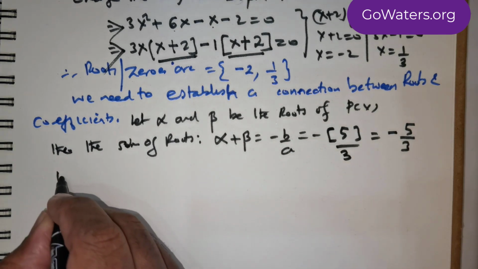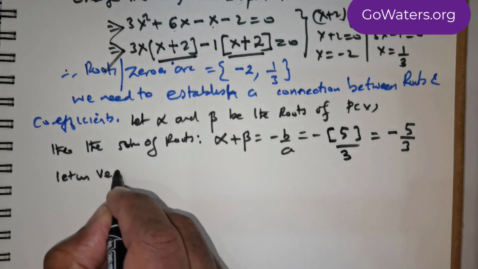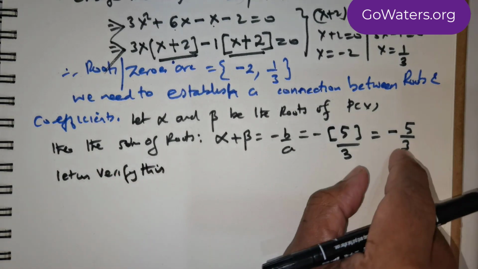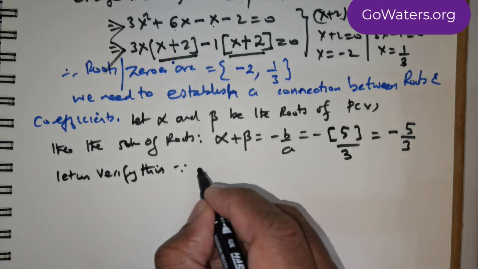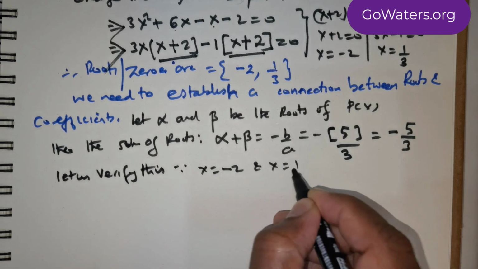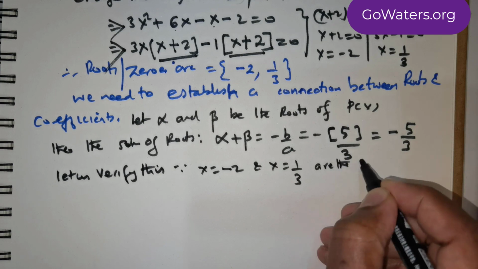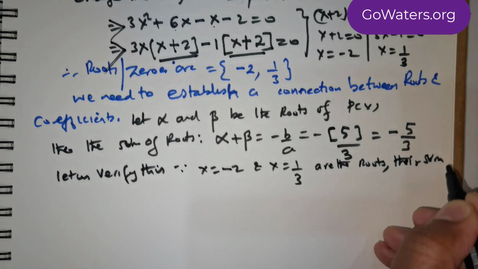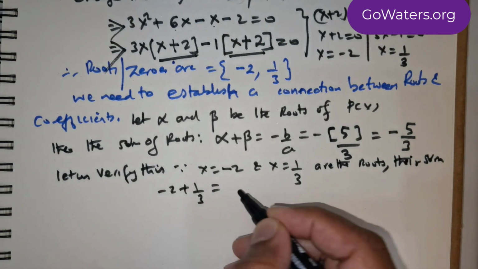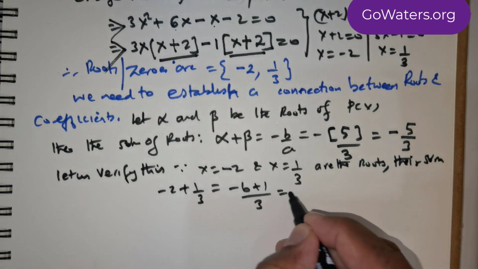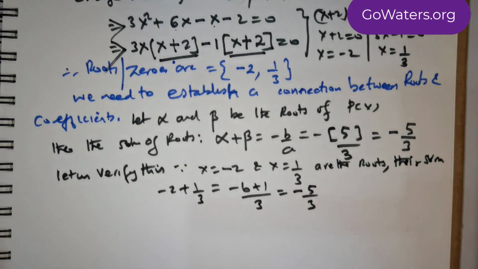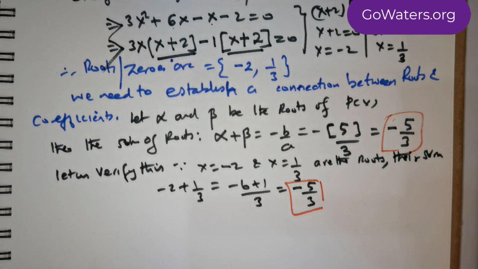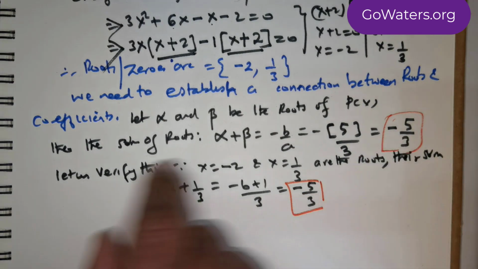Now let us verify the sum of the roots. So when you add the roots, you need to get negative 5 over 3. Okay. Now since x is equal to negative 2 and x is equal to 1 over 3 are the roots, their sum will be what? Negative 2 plus 1 over 3 will give us negative 6 plus 1 over 3, which is nothing but negative 5 over 3. Right? So clearly this and this, they are one and the same. So clearly you have established this first fact.